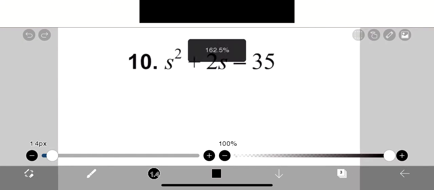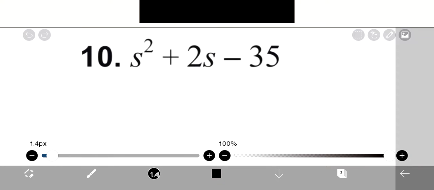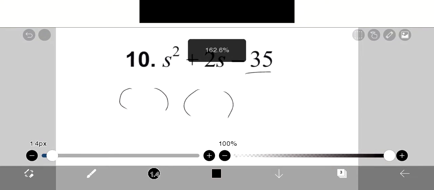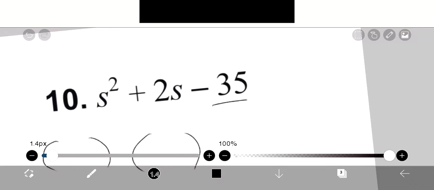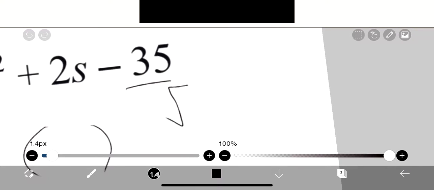Today we're going to be factoring this quadratic. And to factor a quadratic, you must have this template the whole time. And this template will be your answer. So first, to do this, you have to look at this, which is negative 35. Negative 35's multiples must add up to 2. And to do this, you're going to have to find its multiples.